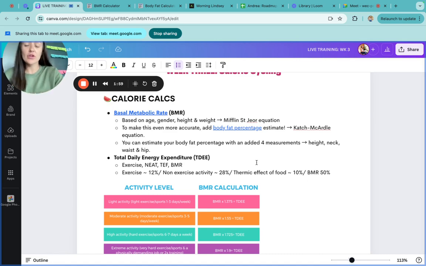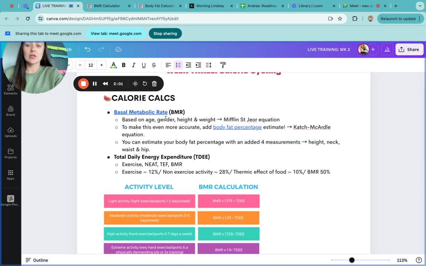So first calculation we're going to learn is the basal metabolic rate. So this is the BMR or the RMR, basal metabolic rate or resting metabolic rate. And this is simply based on age, gender, height, and weight, okay? So there's a calculator linked here, and this is based on the Mifflin-St. Jeor equation. So it's important to understand these equations, and yes, I'm an exercise science nerd. That was my field of study, but it's important to understand these different equations because the Mifflin-St. Jeor is not the most accurate, okay?